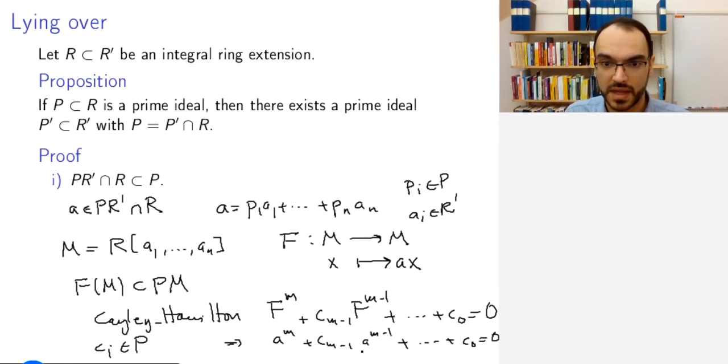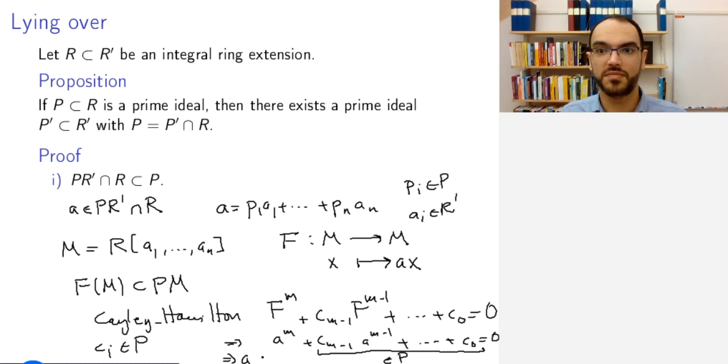And so on. But everything that includes C is in P because all the Ci are in P. And 0 is of course in P, so this means that a to the power m is in P. But if a to the power m is in a prime ideal, then a has to be in the prime ideal itself. So a belongs to P. So we have shown this inclusion. For whatever reason we chose to show this inclusion, now we have it. And now comes the good reason.